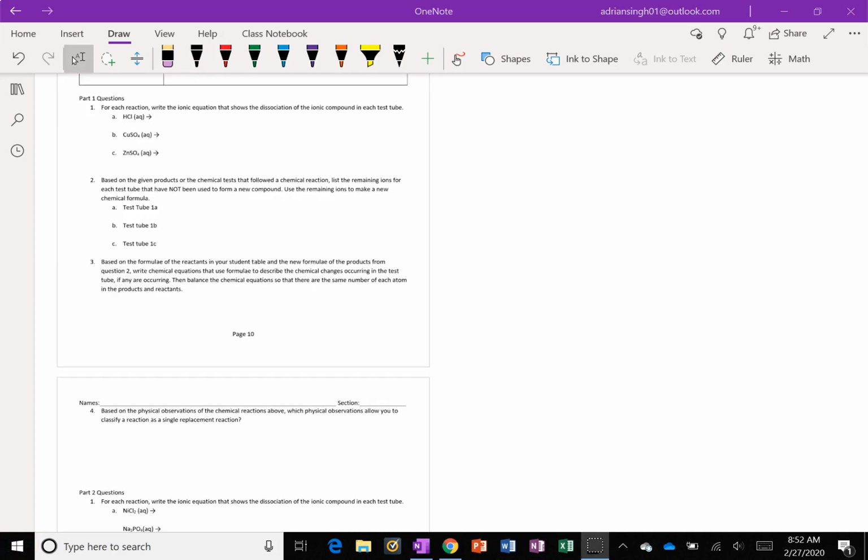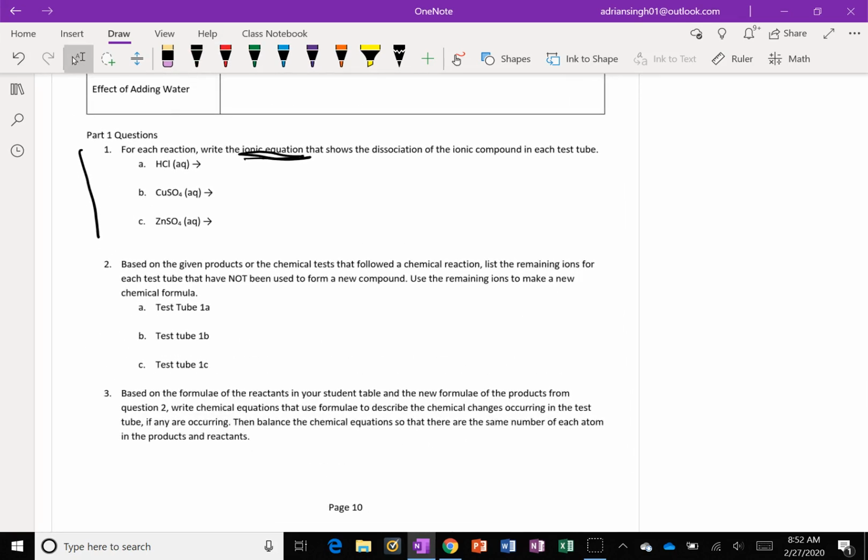Then for the questions, this is where you're putting together some of the stuff from the pre-lab and what we talked about in class to make some sense of what you actually observed. In the part 1 questions, the first question asks you to write the ionic equation. Now we know a little bit more about what that means. All we're doing is taking our compounds, which are aqueous, and splitting them into their component ions. For instance, the copper sulfate, aqueous, is going to break apart to give you copper, and we're also going to get the sulfate.